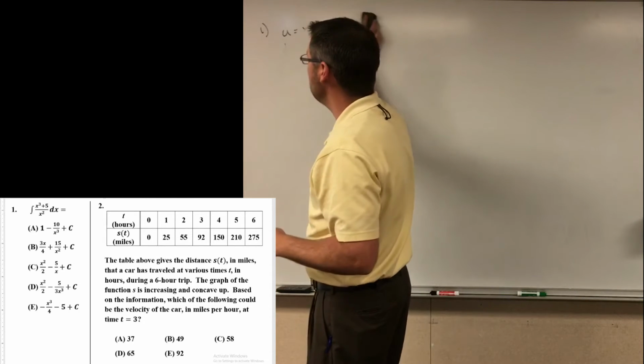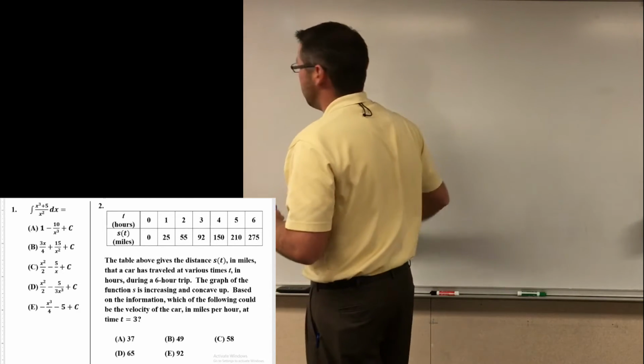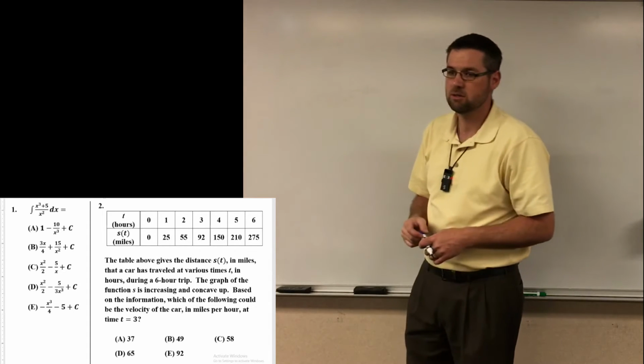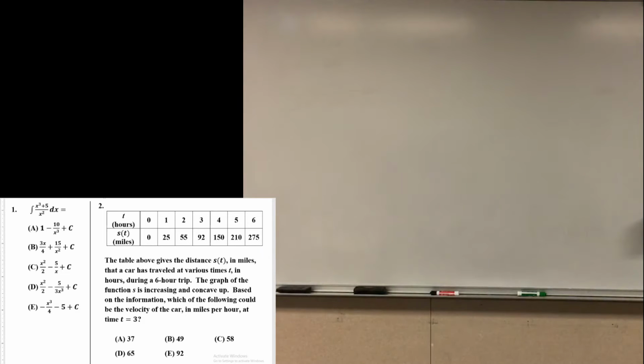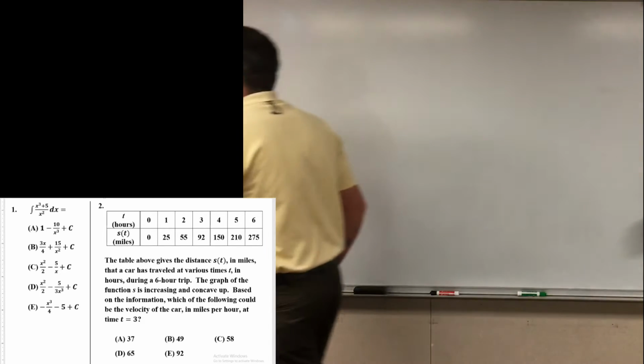If you tried making u x squared, that might have worked, except when you take the derivative of x squared, you get 2x, and that doesn't get rid of the x cubed, it only gets rid of one of the x's. So that's not going to work. So now what did you do?